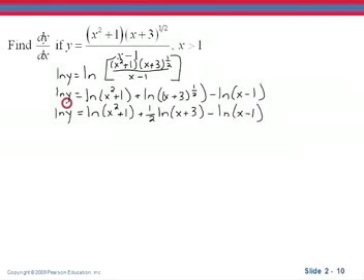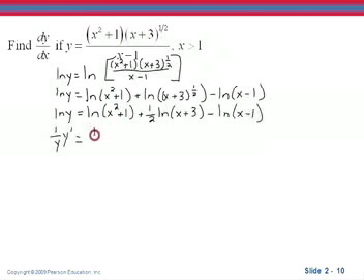Now this may not look a whole lot simpler, but now we're going to use implicit differentiation as we did in a previous section. So with implicit differentiation, remember what we did is we took the derivative of each term, left and right, with respect to x. So if I take the derivative of the natural log of y with respect to x, the derivative of the natural log of y is 1 over y, but since I'm taking this with respect to x, I'll have to multiply by y prime, or dy dx. It doesn't matter which notation you use.